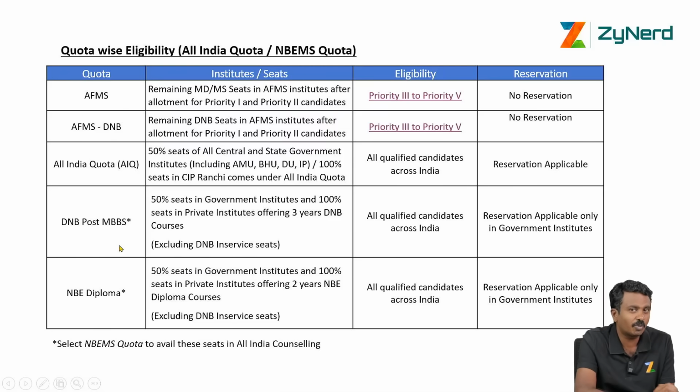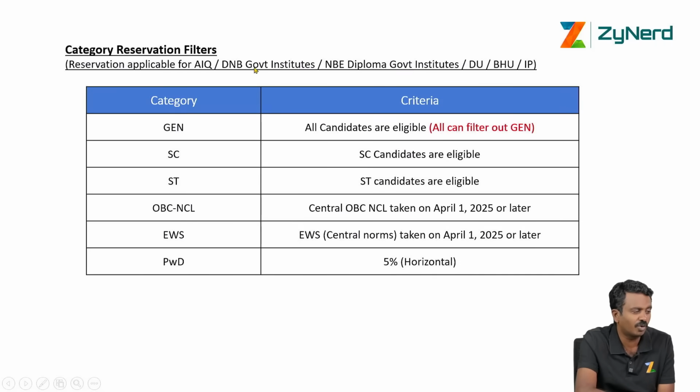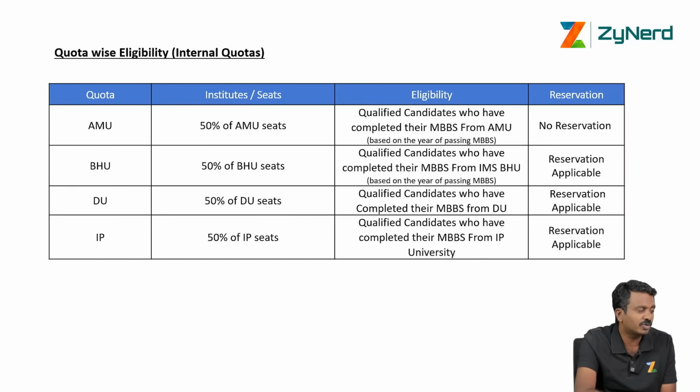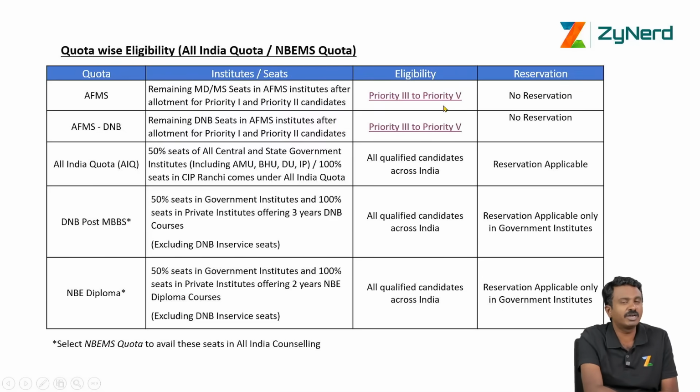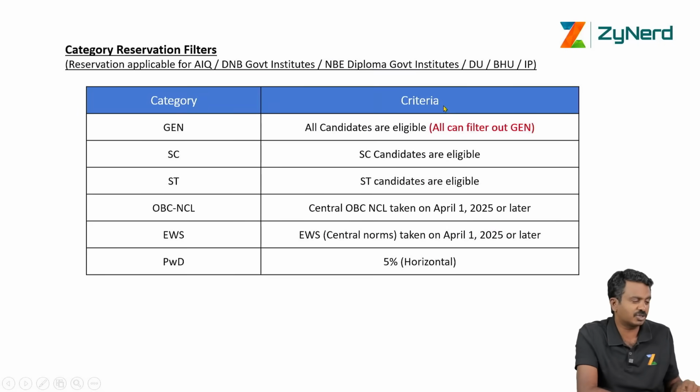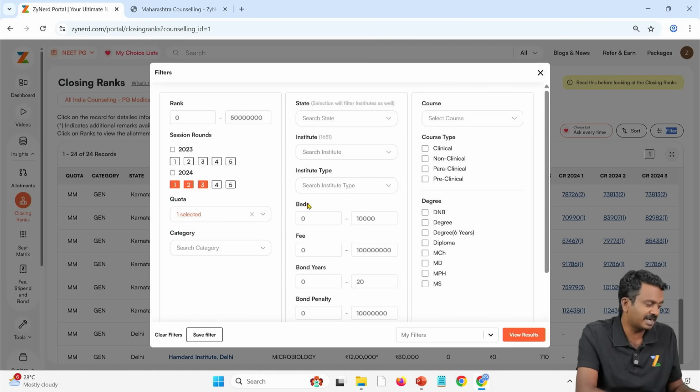DNB and NBE Diploma only in government institutes, and AFMS does not have reservation. So basically you will know when I am filtering AIQ, DNB government institutes, NBE Diploma government institutes, or I belong to DU, BHU, IP, AMU does not have reservation, then I will filter out on this. Otherwise everything is Gen. In case you belong to AFMS alone, then priority 3, priority 4, priority 5 filtering has to happen.